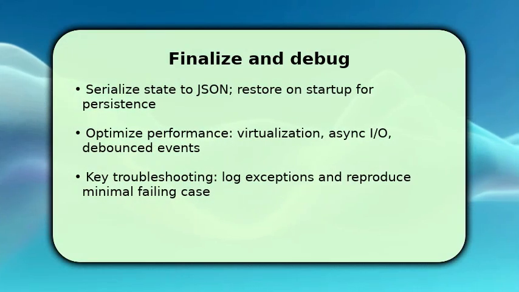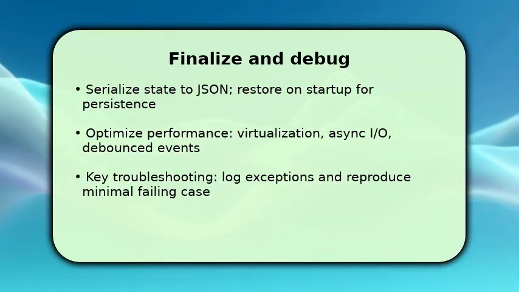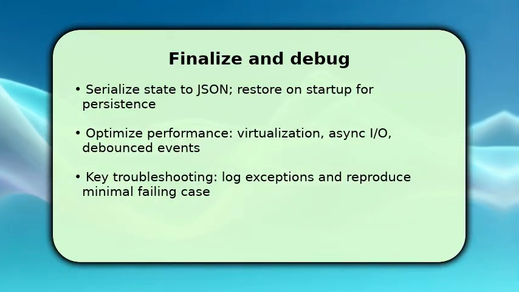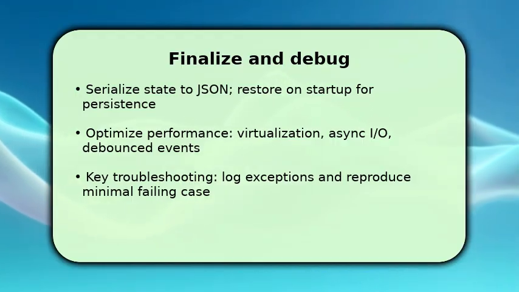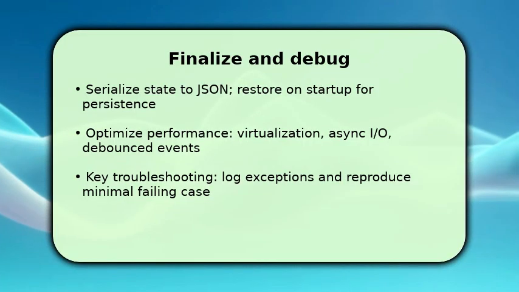You finish by implementing state persistence, serialize panel state and settings to JSON and restore them at startup, so users return to the same view. Next, optimize. Virtualize long lists, make I/O asynchronous, and debounce frequent events to prevent UI freezes.